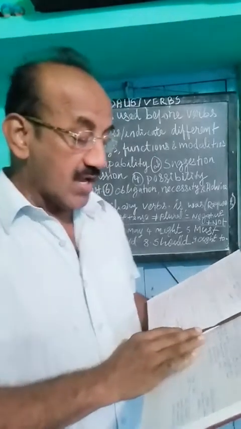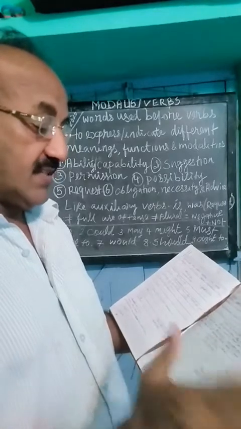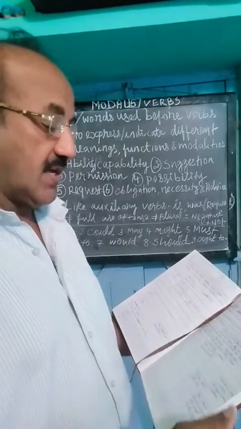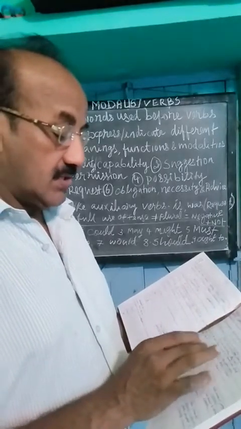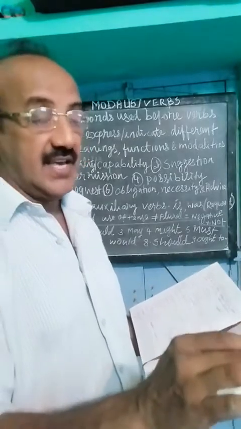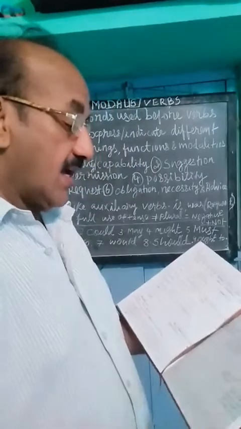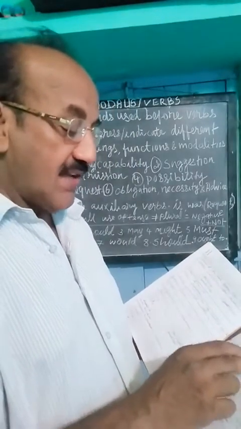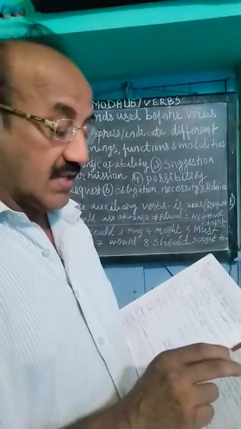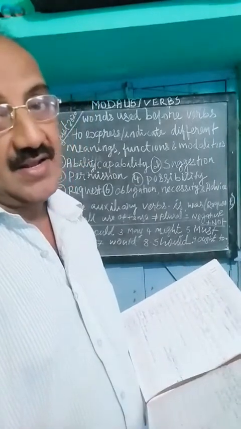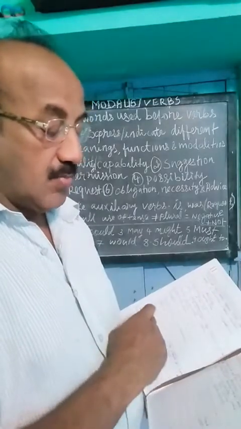Sarah can finish this work in an hour. It's possible for Sarah to finish this work in an hour. So that's a possibility. Sarah could win the prize. The possibility is there that she could win the prize. So here what I want to express is can finish, could win. There's a verb together. But in the request you have no additional verb. Only these modals are used.